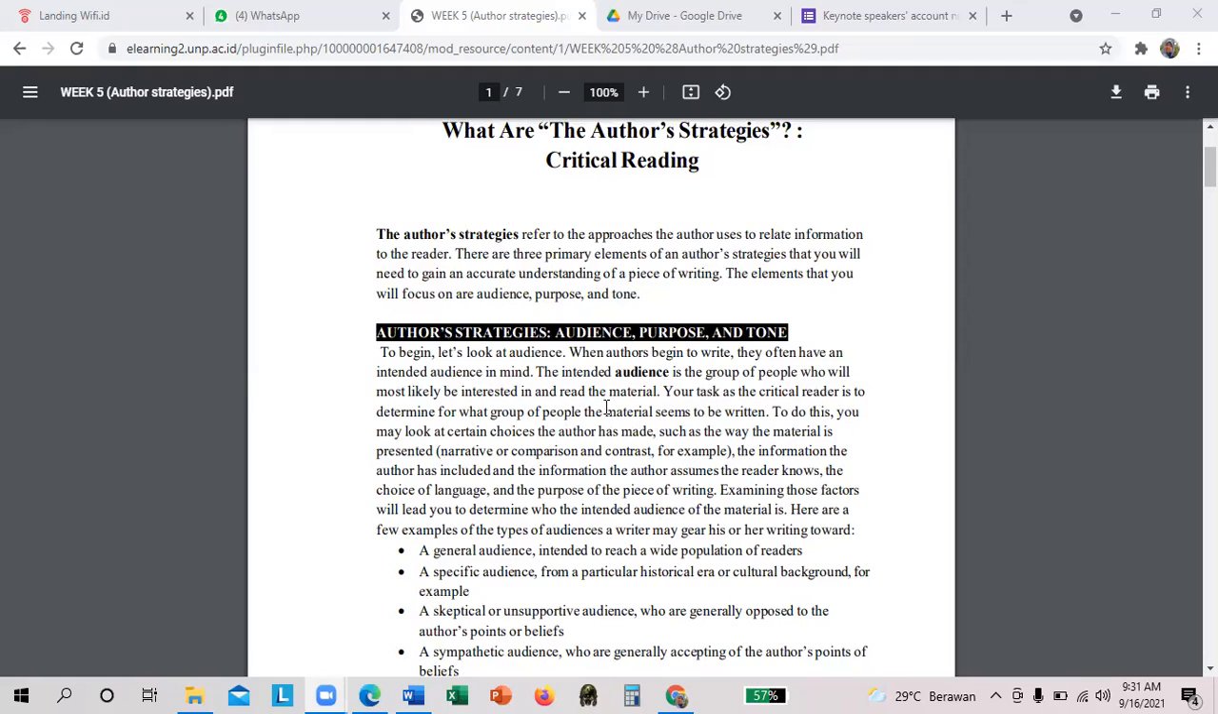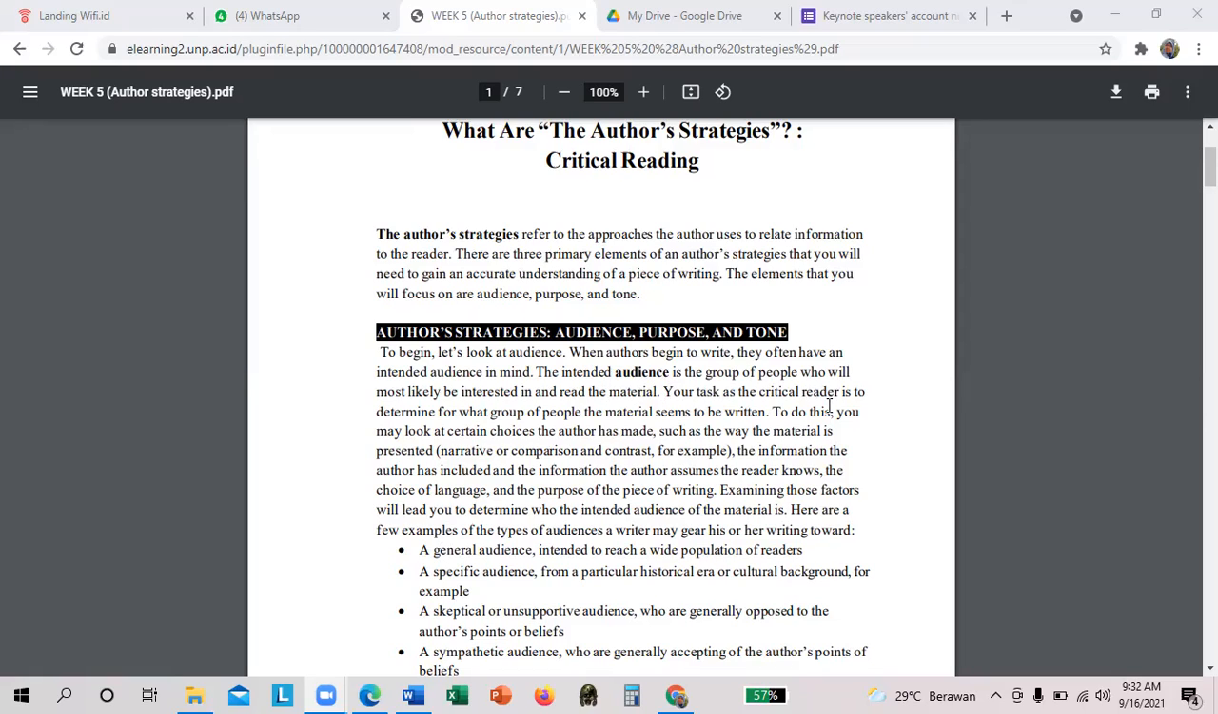Right. Let's come to the audience. The intended audience is the group of people who will most likely be interested in and read the material. So the writer, before writing the article, has already got an audience or the target reader that he will address. So that's what we call intended audience, someone who is interested to read the material.